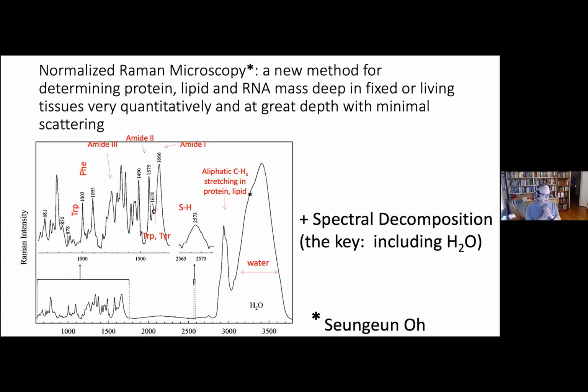Well, what we all would like is a method for looking at protein, lipid, RNA mass accurately, deep in fixed or even in living tissues, quantitatively, at great depth, and without suffering scattering. And the approach that we worked out started with some help from Sunny G's lab, but it's really the work of a very talented PhD student from MIT in optical physics, who's been in my lab and has worked on this for several years now, is to use Raman microscopy.